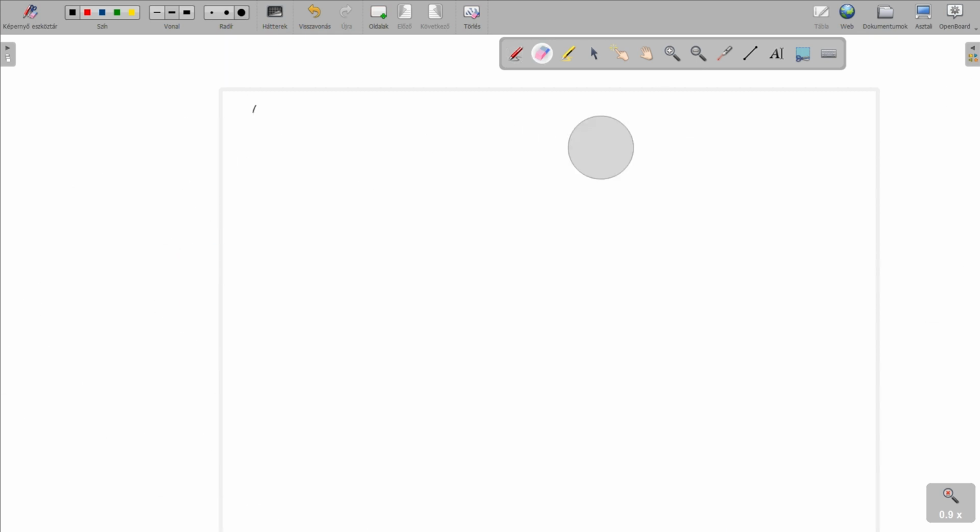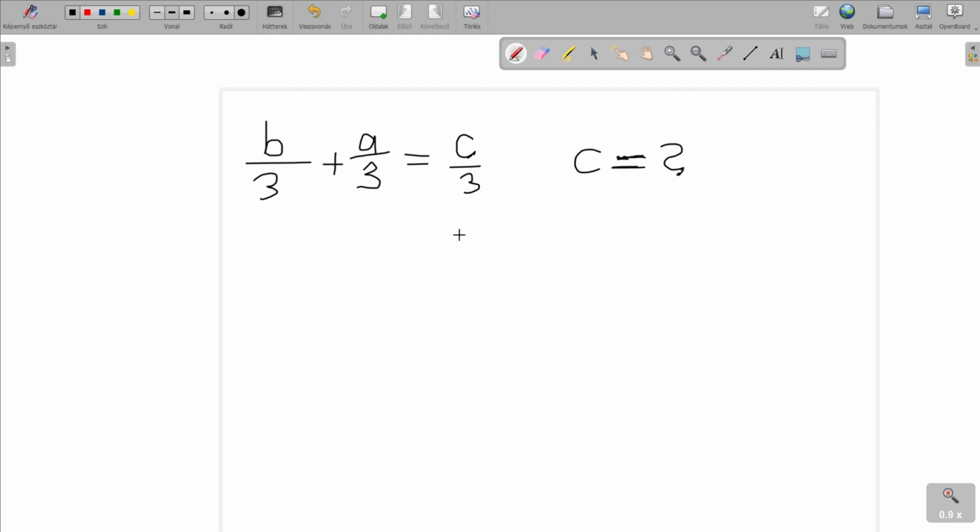Now let's see something a bit similar but yet a bit different. And this is probably our last one for today. So if we have something like b divided by 3 plus a divided by 3 equals c divided by 3. Our question is, what is c equal to? And this is a problem that we could probably solve, because it's pretty obvious.